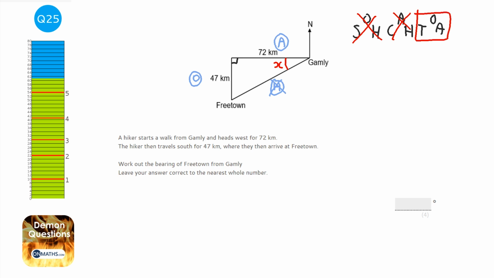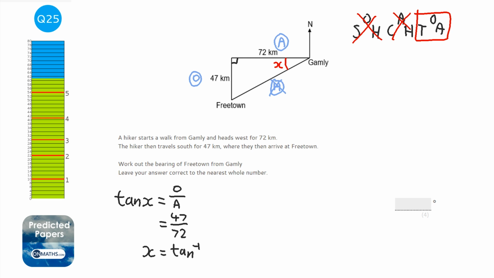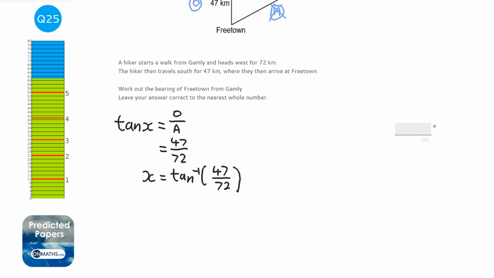So TOA stands for tan x equals opposite over adjacent, and the opposite is 47 and the adjacent is 72. Now we want to work out what x is, so to do that we want to inverse tan both sides.